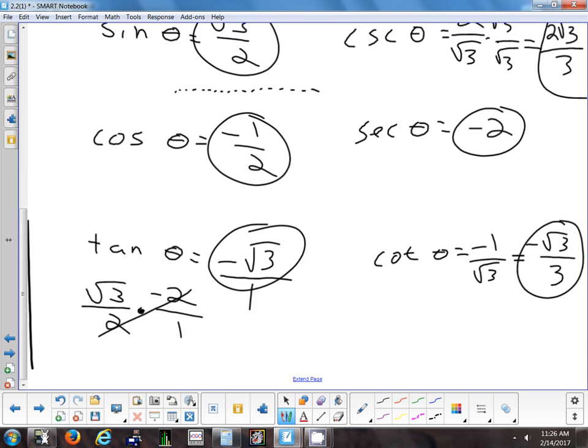Okay, and all this time, we never actually found this angle. We have no idea what this angle is. We know a lot of things about it. We know the tangent of it. We know the cosine of it. We know 6 things about it, but we don't know the angle.